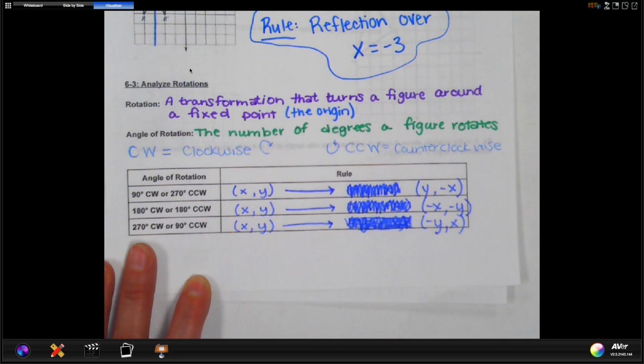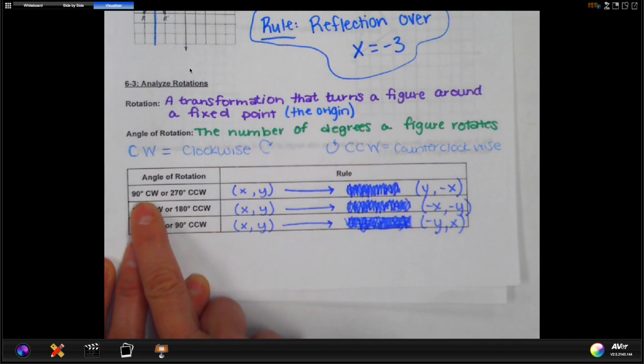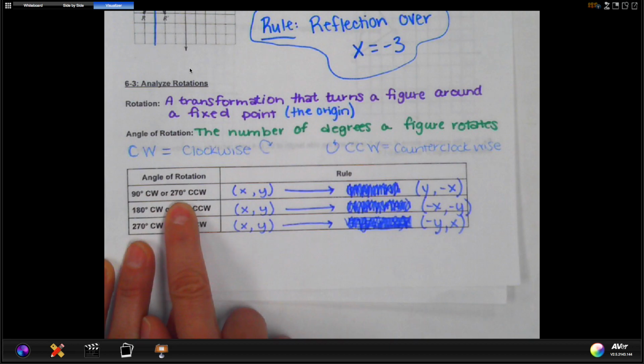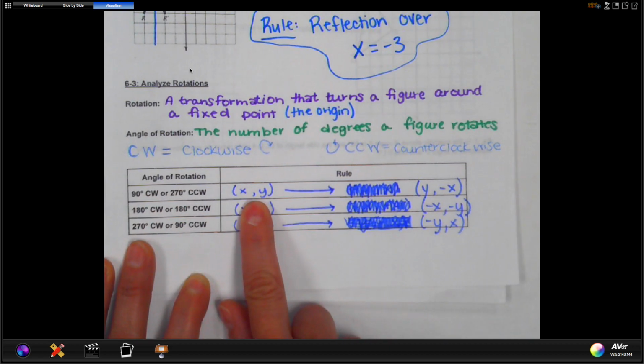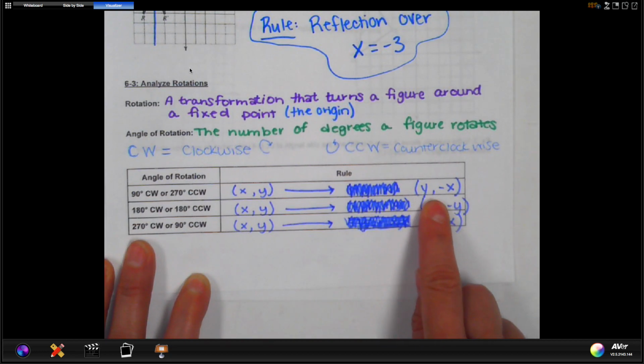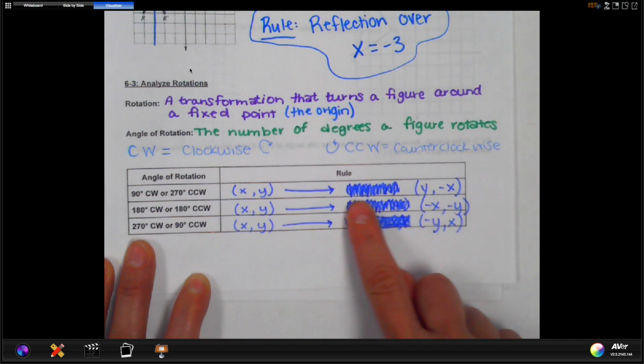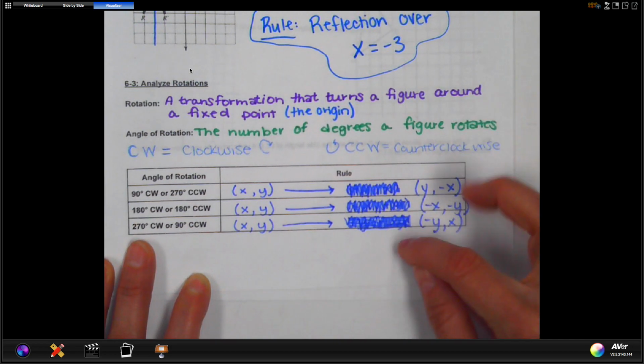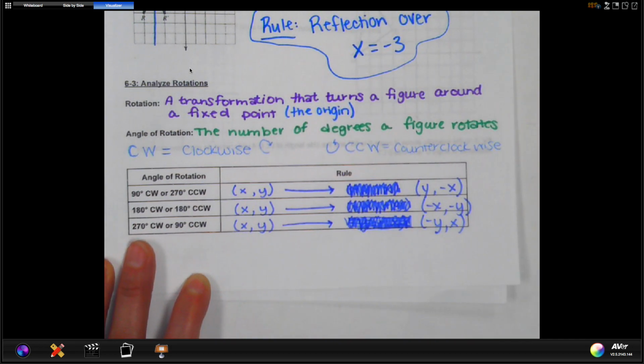Here are the rules for our rotations. To go 90 degrees clockwise, which is actually the same as 270 counterclockwise, you take your point (x, y) and flip it around so that y comes first and make x negative. I apologize for the scribbles here. When I was writing it out originally, I made a mistake.